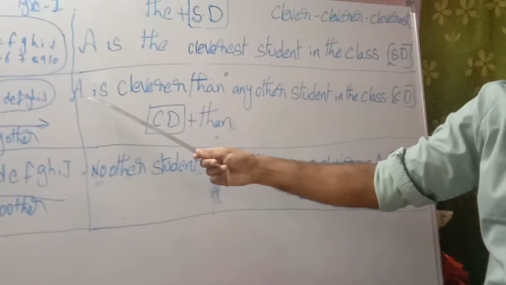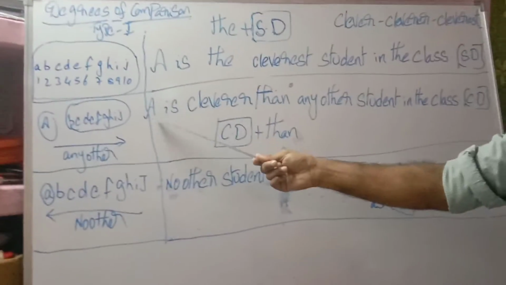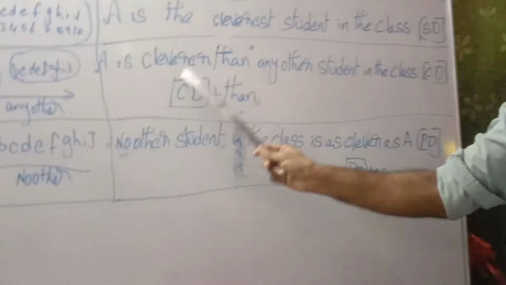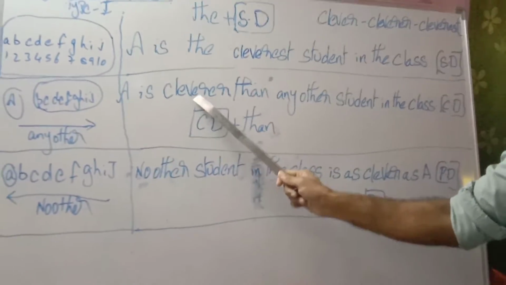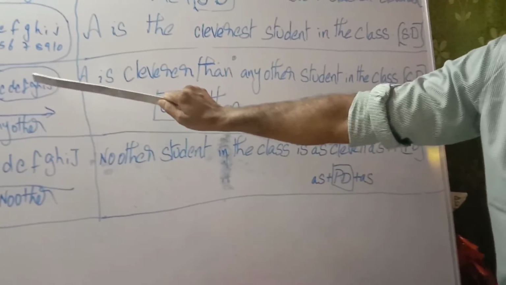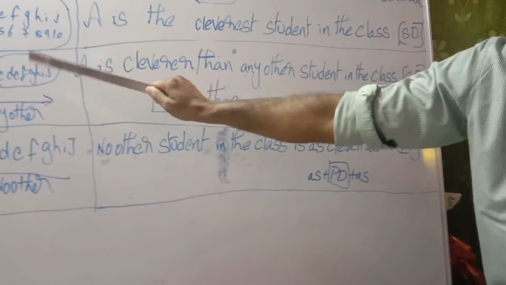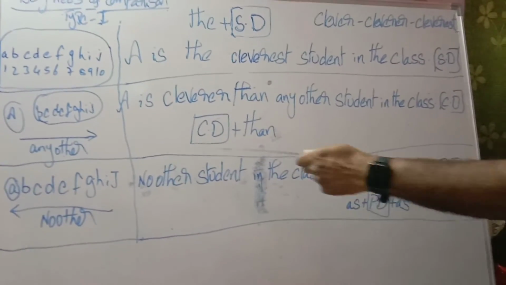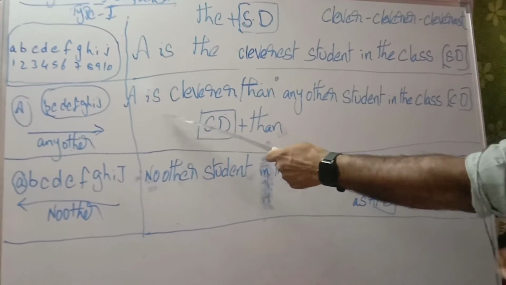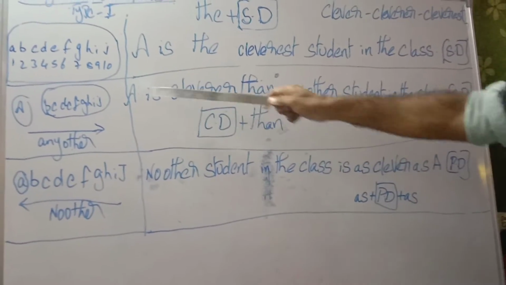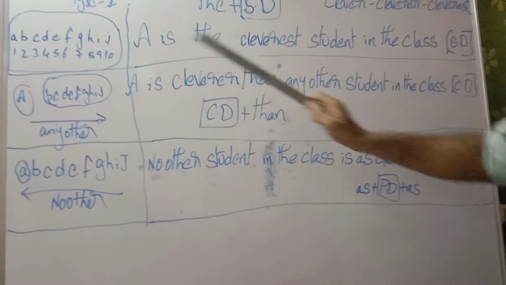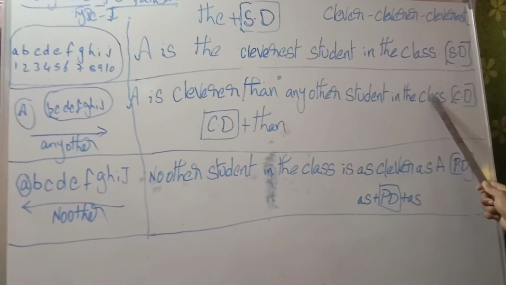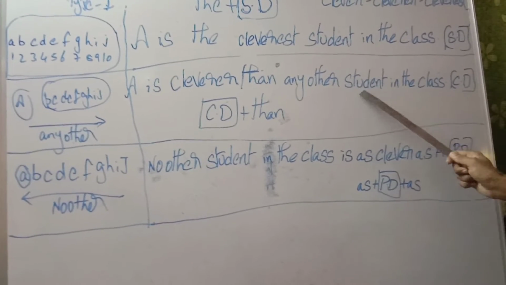Comparative degree comes from that side because we are starting with A. So the answer starts with the subject, the same A. A is cleverer. This is the degree of comparison: cleverer, comparative degree, cleverer than any other. We have to keep a name for this entire group, that is any other, because no one got the first rank. The group name is any other.